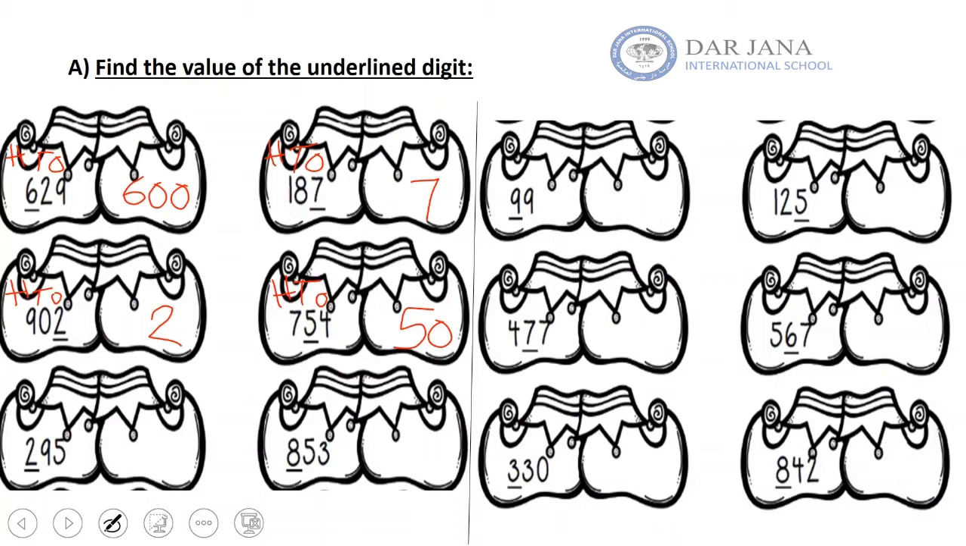Now, let's go next. 295. I will put hundreds, tens, and ones. What's the value of the 2 here? Yes, it's under the family of the hundreds. And how do I read it? 295. So the value of the digit 2 here is 200.